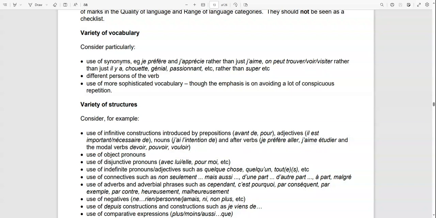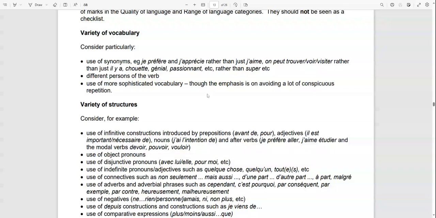Don't keep saying j'aime parce que c'est amusant. Je n'aime pas parce que c'est ennuyeux. Yes, it's better than no opinion, but if you keep repeating the same thing, then you're not going to get a high score for quality of language.